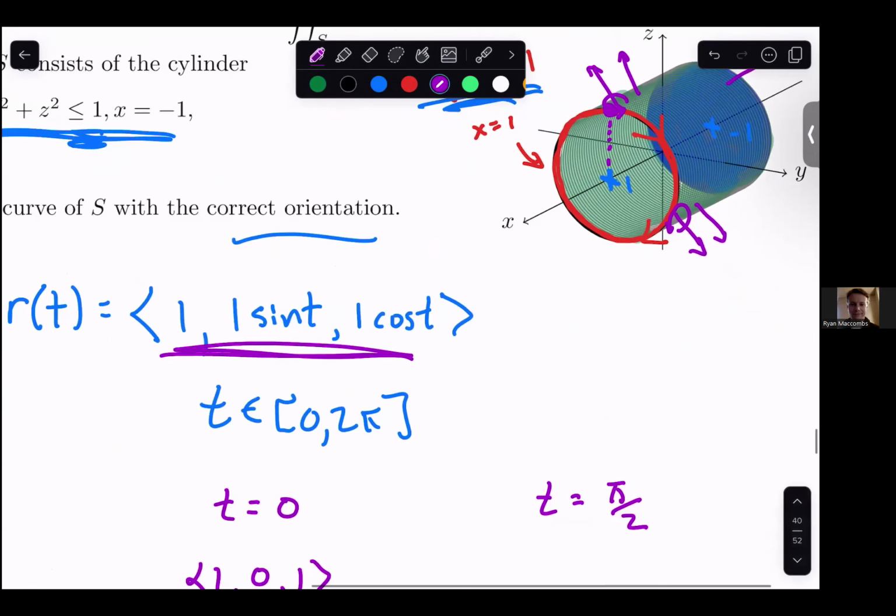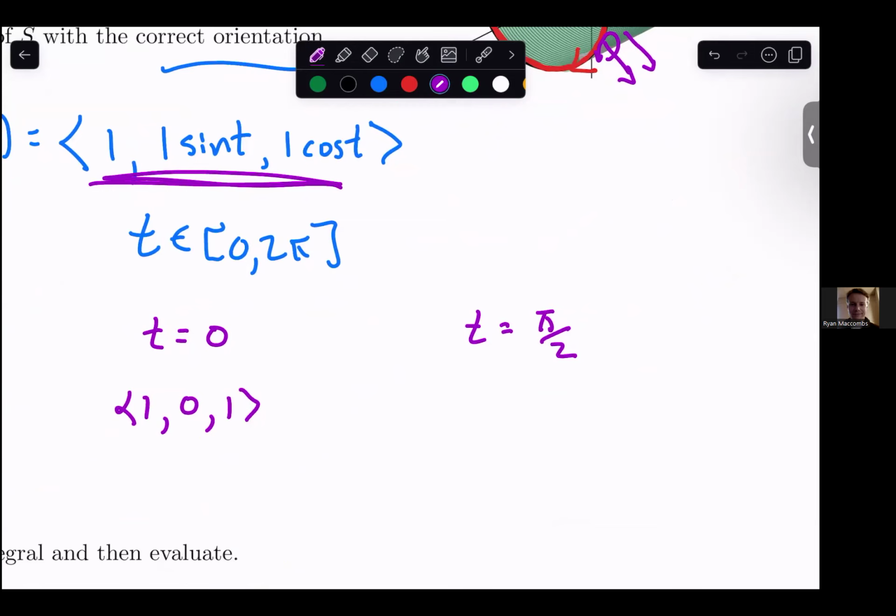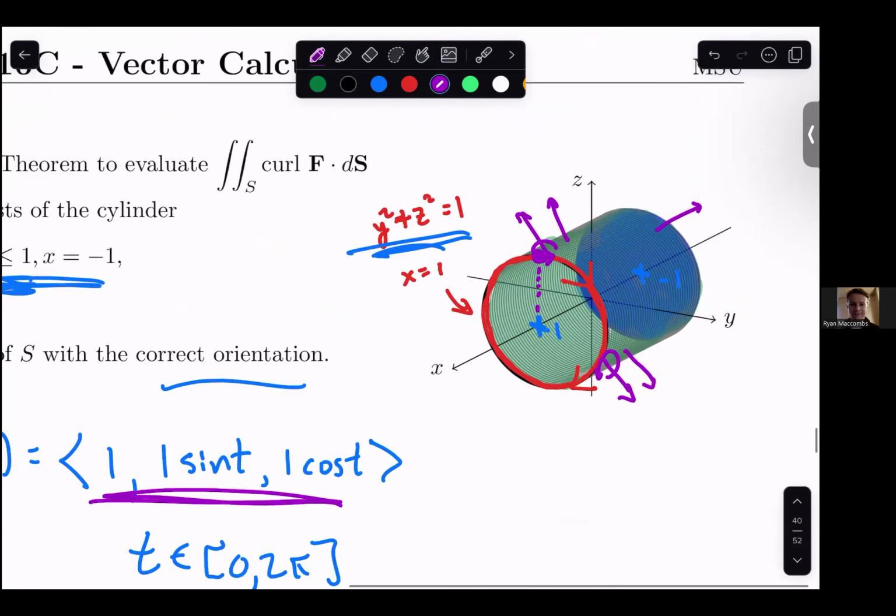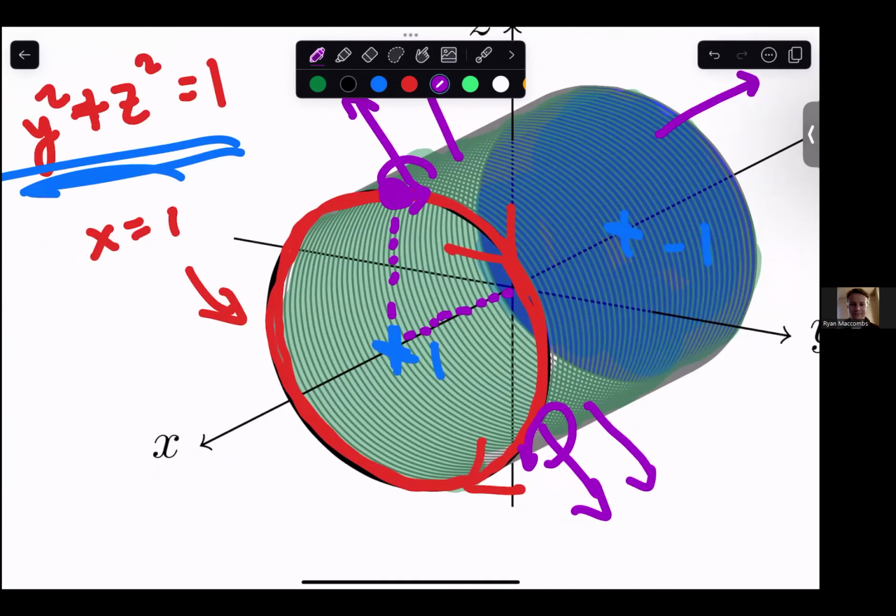Let's go ahead and check at t equals pi over 2. So t equals pi over 2, I'm going to have what? 1, and sine of pi over 2 is going to be 1. Cosine of pi over 2 is going to be 0. So 1, 1, 0. So 1 in the x direction, 1 in the y direction, 0 in the z direction. So something like this. So I traveled from this point on the top to this point here in pi over 2, right? So in 90 degrees or whatnot. So yes, this does seem to be actually heading in the correct direction. So looks like I got a little bit lucky.